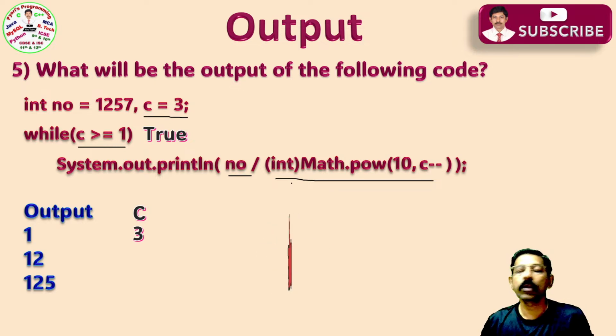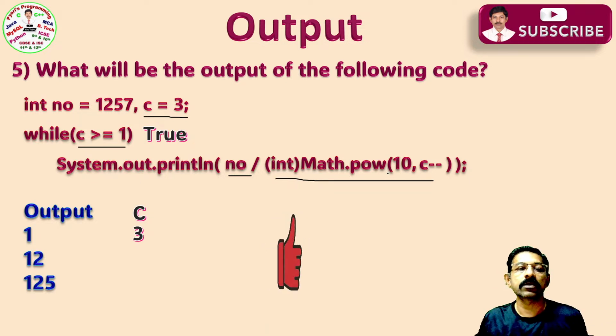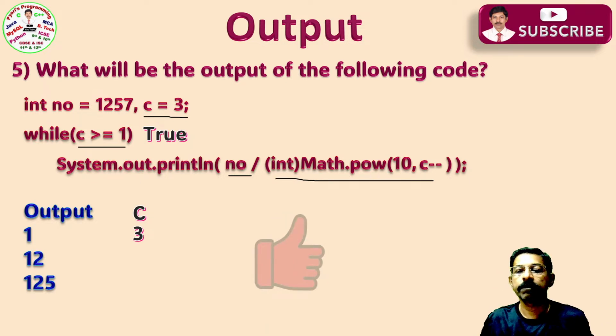This one, what will be the output? Listen my question. Math dot power 10 to the power C minus minus. What will be the answer? Math dot power 10 comma C minus minus. Answer.